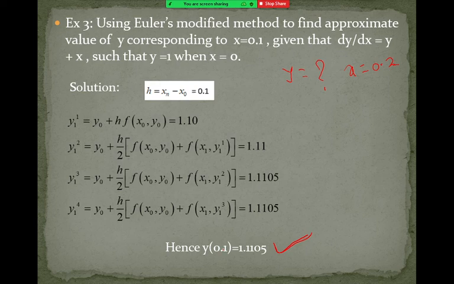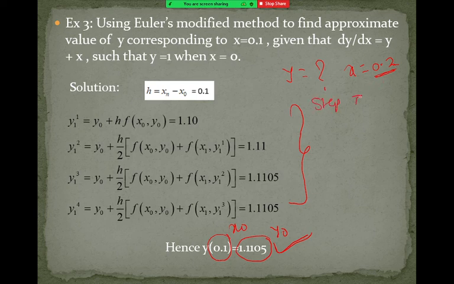Now what will we do? We'll take this as x0 and this as y0, and again we'll continue with this formula. See, x0 is 0.1 and x1 will be 0.2 there. Got it? For step 2, yes, sir.